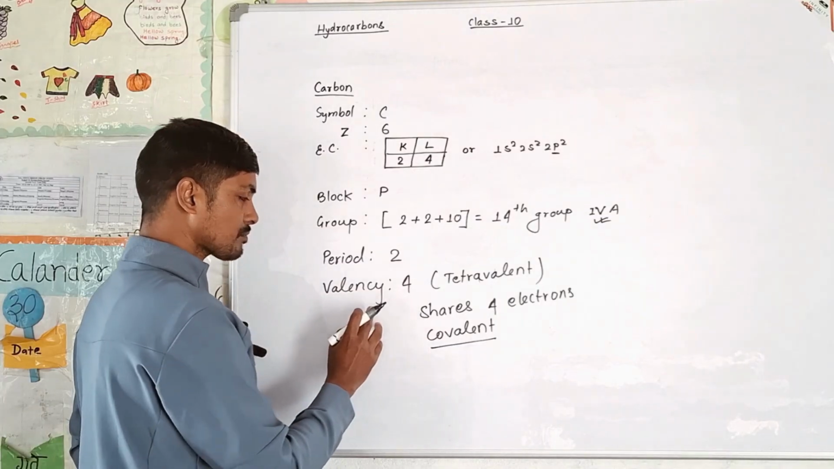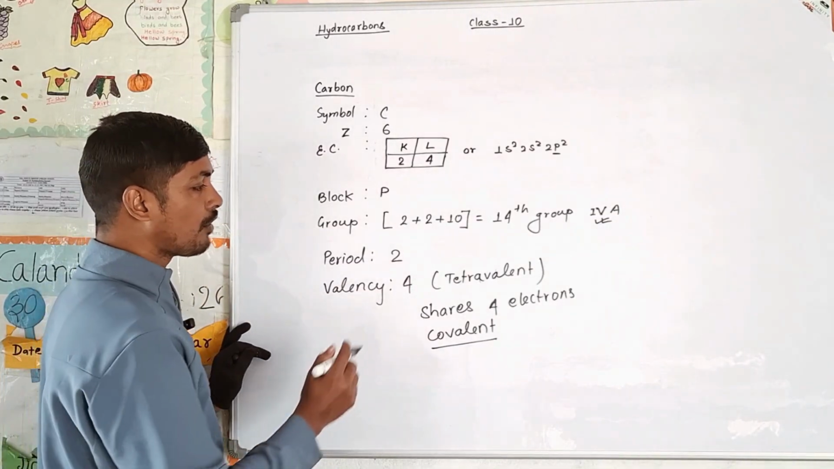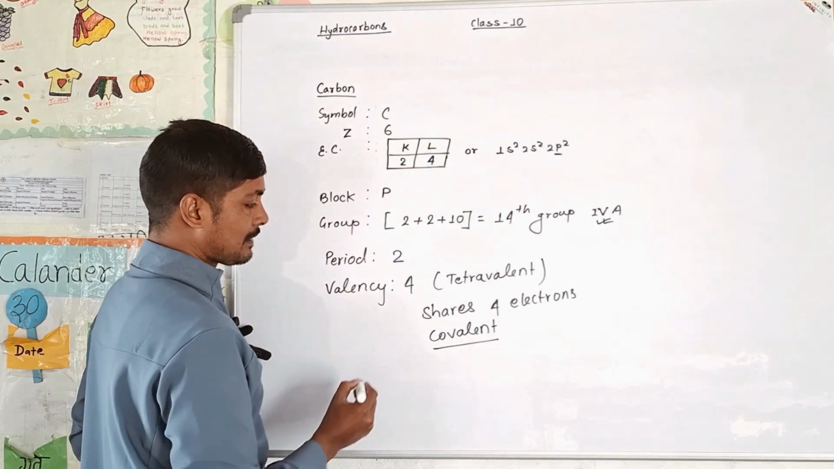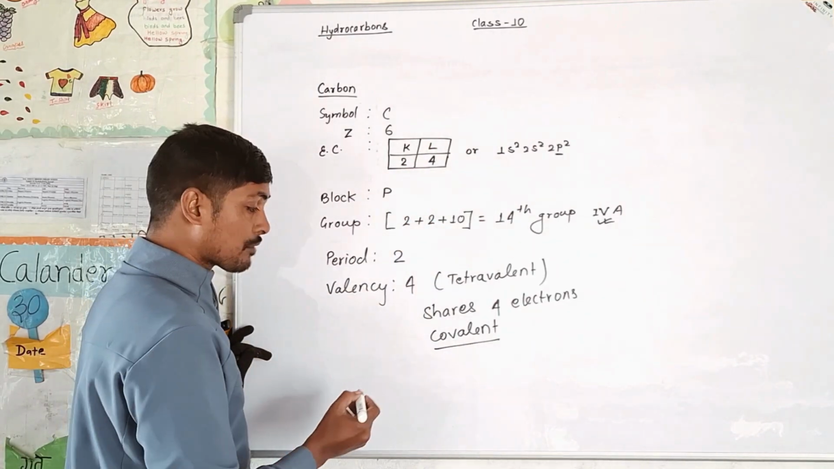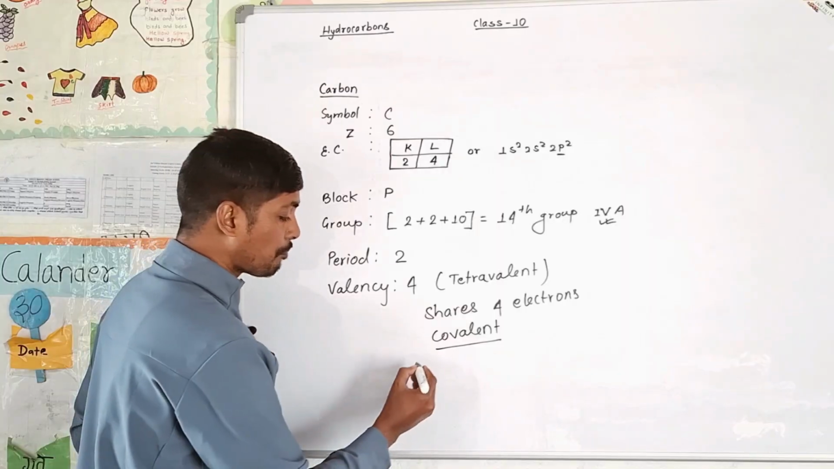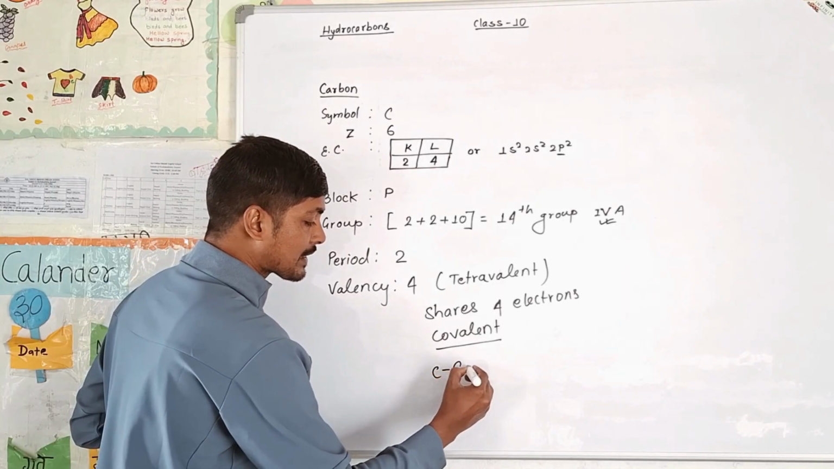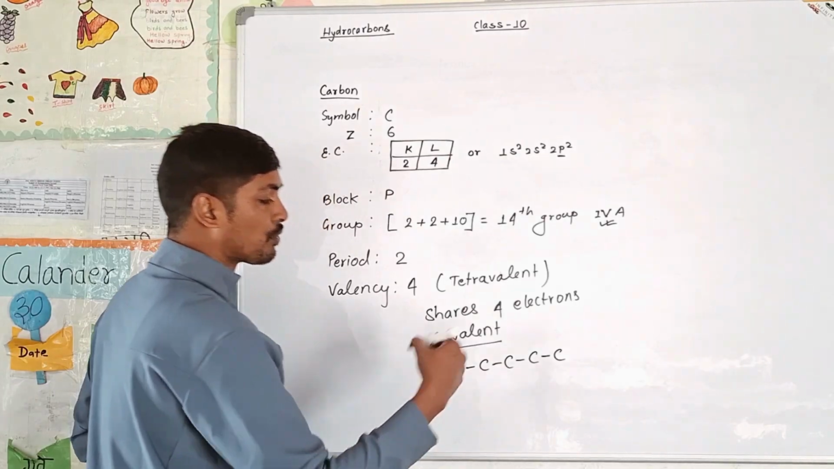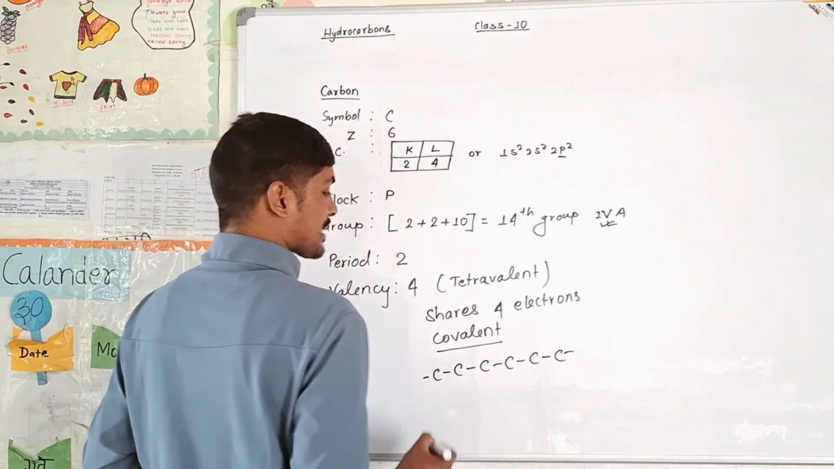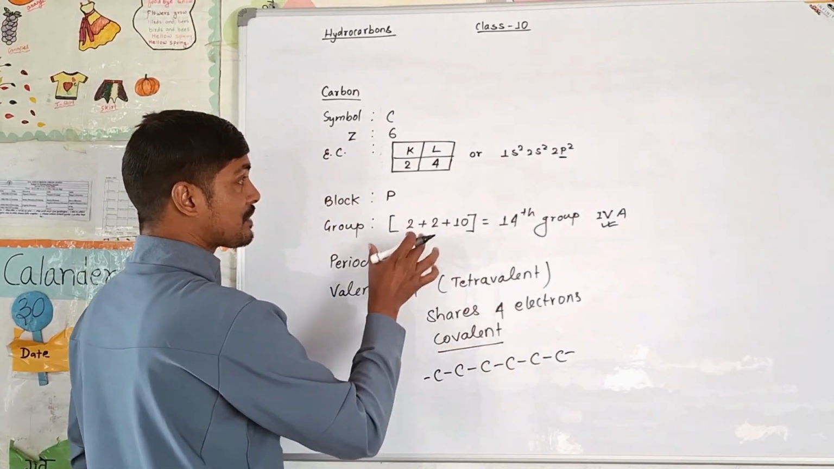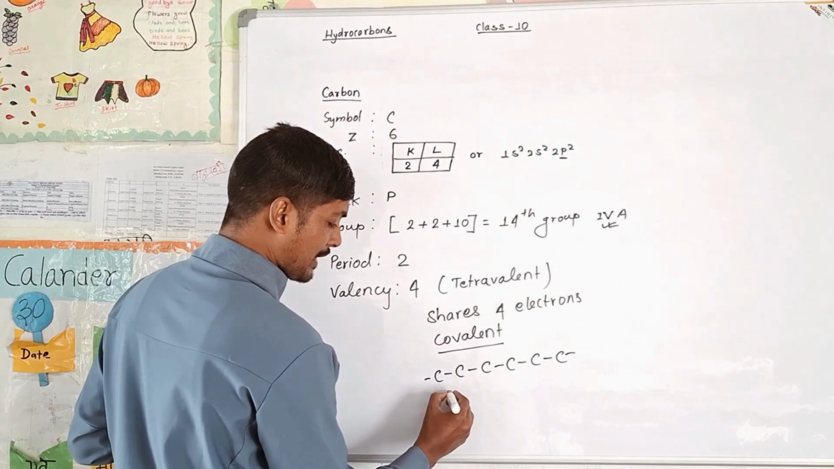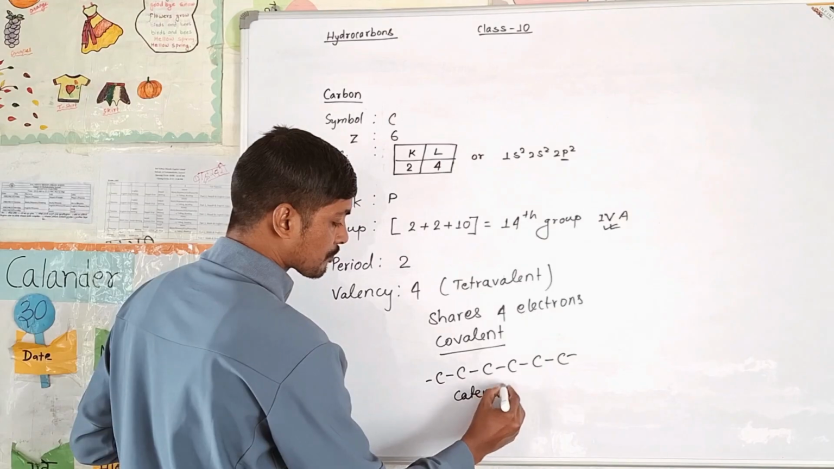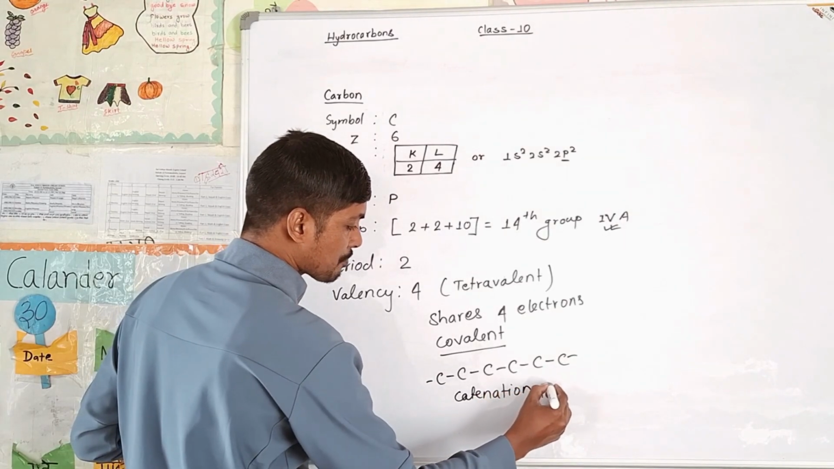Now, this tetravalency of carbon and its small atomic size make carbon form long chain compounds. One carbon can connect with several other carbons and form a long chain compound. This kind of property is due to its tetravalency and its small atomic size. This is also known as the catenation property.